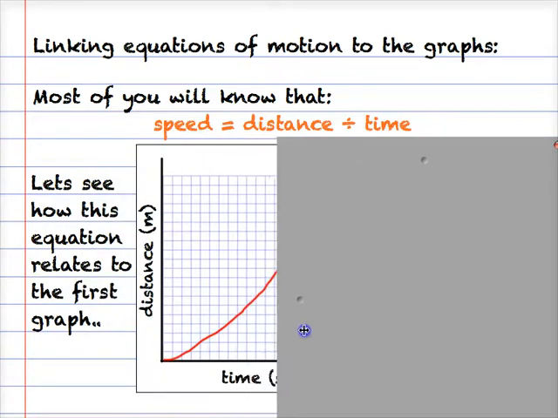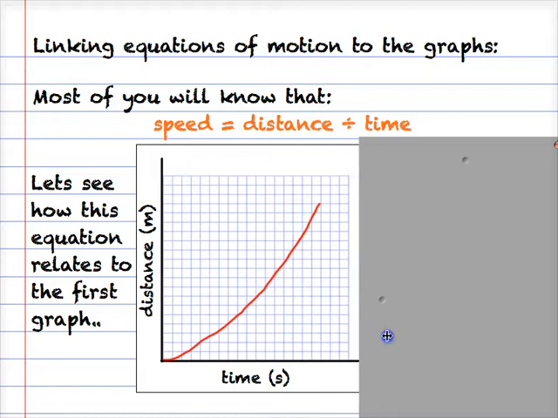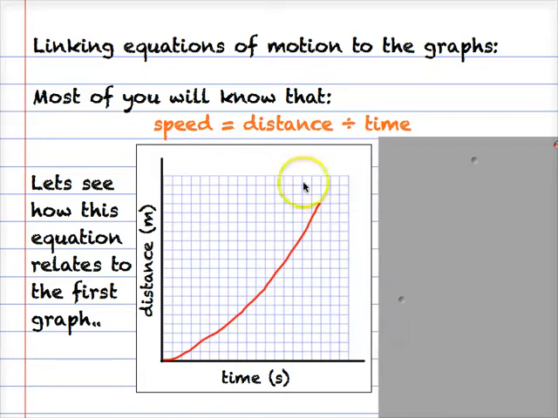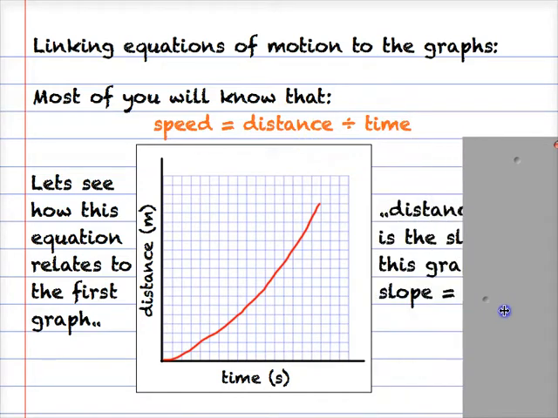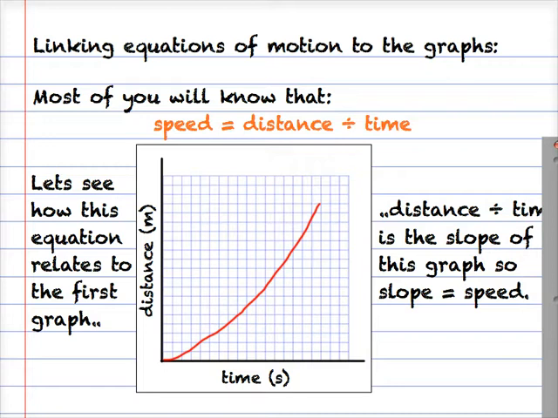So this is the first graph, distance against time. We have distance and time here as well. In fact, the slope of this graph is distance divided by time, rise over run. So the rise over run of this graph is distance divided by time. So all that said, the slope of the graph gives us the speed of the object. Now we can see that the slope is increasing, it's getting steeper, so the speed is increasing as time goes by.